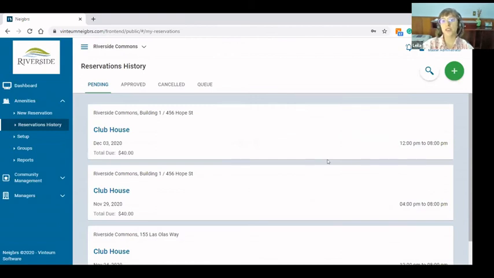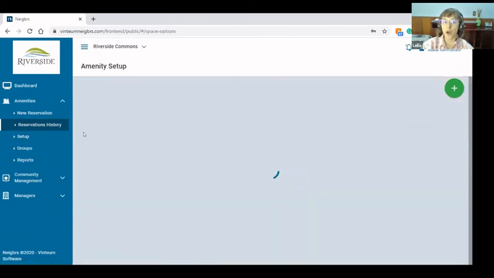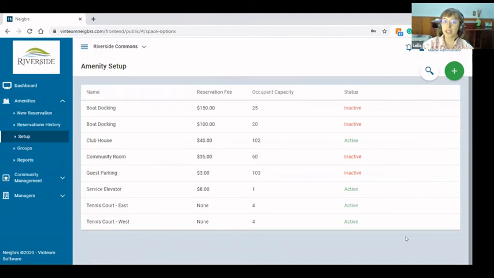So if I was the property manager, I would have received an email about John's reservation of the clubhouse, and I can go ahead and accept it or reject it here. And I can see the guest list and I can see the details of his reservation. And I can see all reservations throughout time here as well. So if I wanted to go ahead and set up an amenity, I would do that in amenity setup.